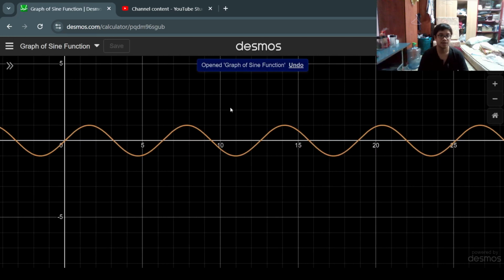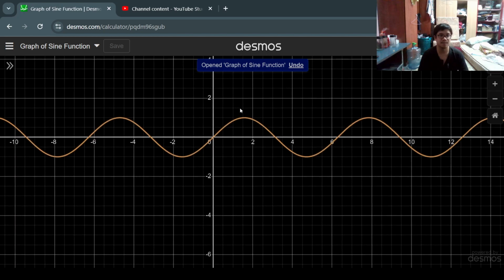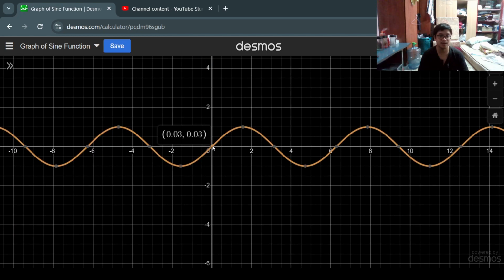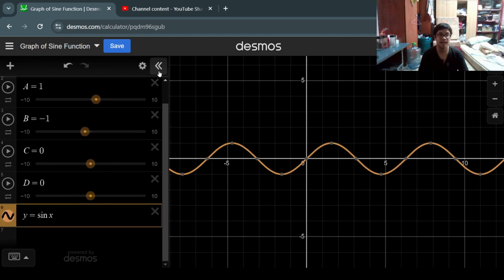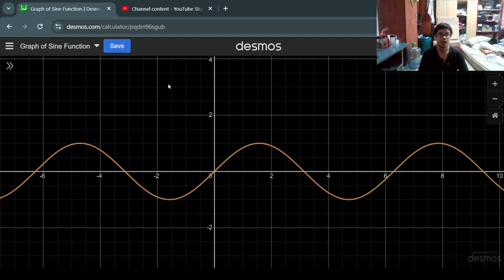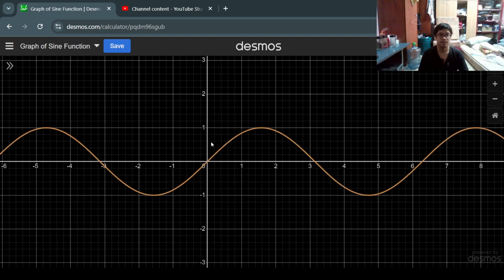Okay. So this is basically the link of the Desmos I made to illustrate the graph of the sine function. So you see this? This is the graph of sine x, by the way. Okay. So look at this one.